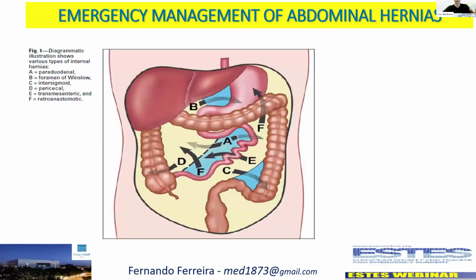So with regards to the internal hernias, they can be quite a few. We know anatomically the hiatus of Winslow is a possibility.